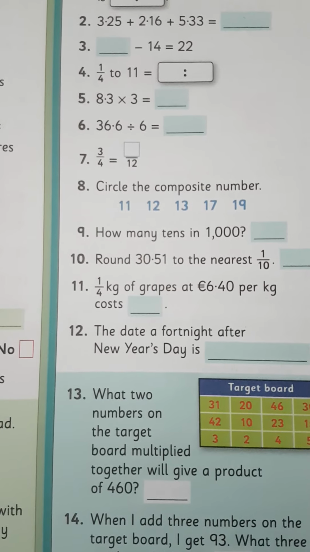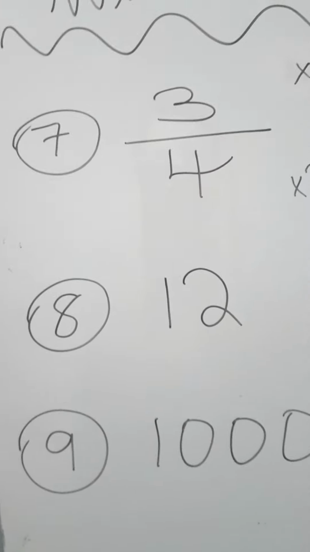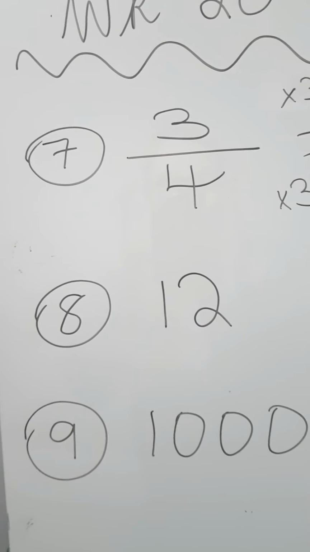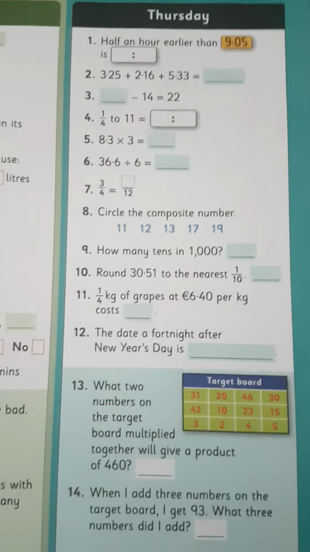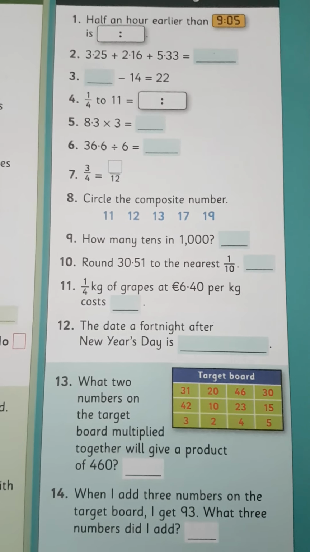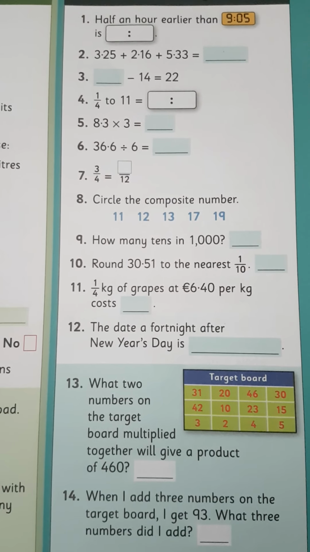So the only composite number here is 12. So the answer for question 8 was 12. But as I said, we haven't done that yet, so if you couldn't do it, don't worry. Question 9. How many tens in 1,000?